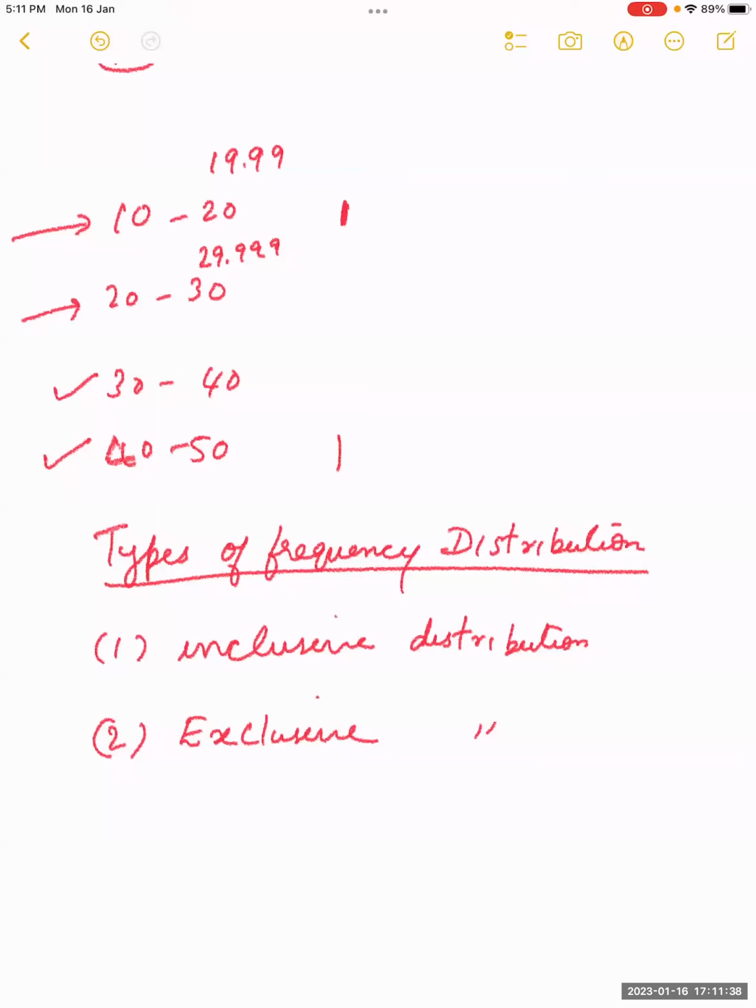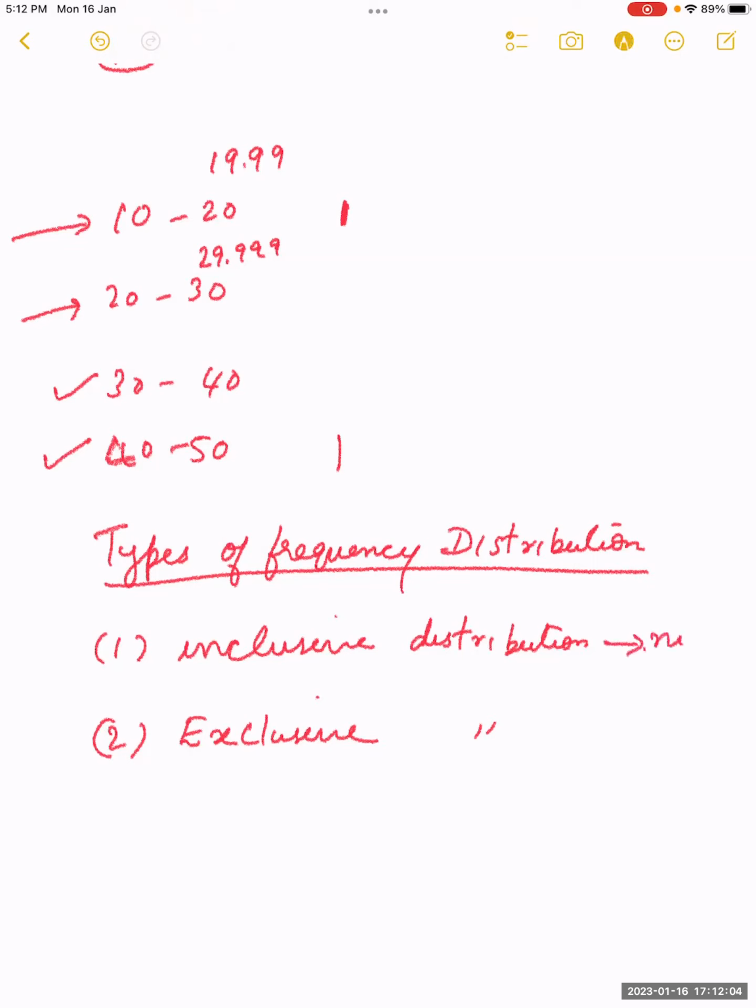Inclusive distribution and exclusive distribution. In inclusive distribution, the upper limit of one class does not coincide with the lower limit of the next class. Basically, I said continuous, right? I said continuous interval. So inclusive distribution is a non-continuous interval. Understood?